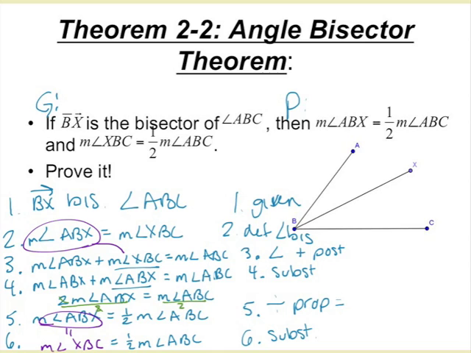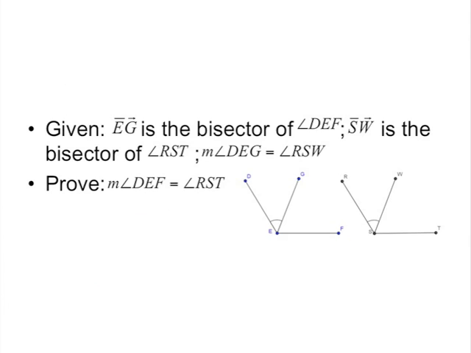Once we have proven a theorem, that theorem can now start to become a reason in other proofs. So types of things that we might have as reasons in proofs: we're going to use a given. We could have definitions. We could have theorems. We could have properties like addition or substitution. And we can have postulates like segment addition or angle addition. But once we've proven a theorem, that also can be a part of our reasons as well.